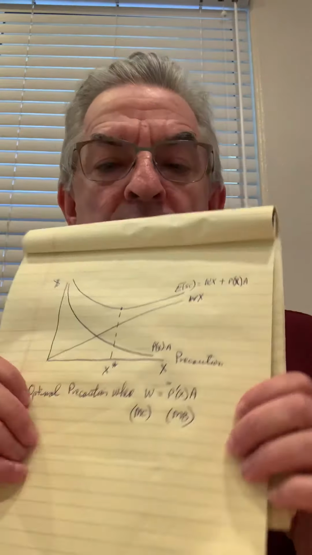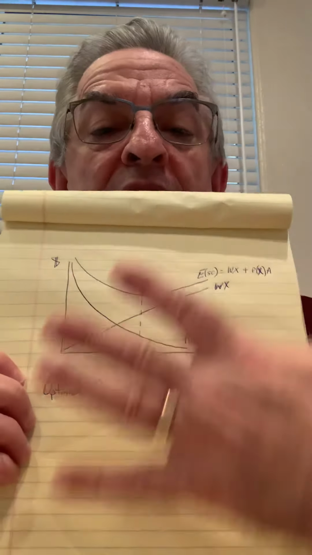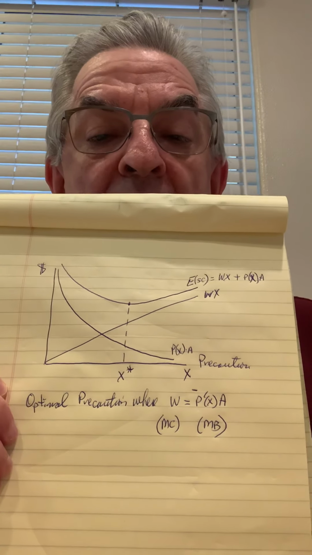Okay, so to come up with the model that is the focus of this chapter, we need to combine the two, because the expected social cost is going to be the combination of precaution and damages, okay? So that's the diagram that we have here. So I've taken the first two diagrams and now just grafted one on top of the other.